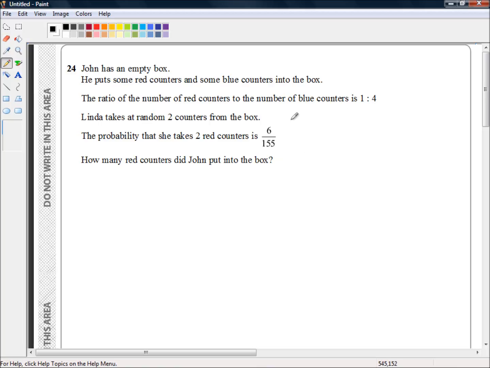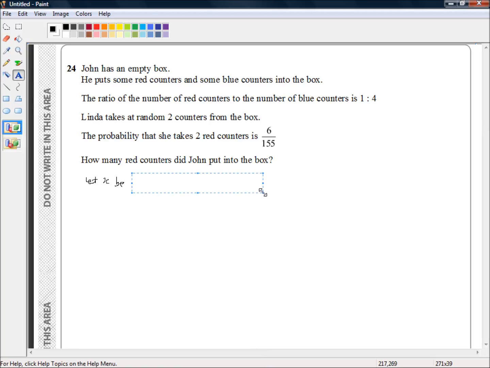Ouch. Okay, well, the first thing we can say is let x be the number of red counters. In fact, I'm going to type that, because there's no way I could write that out by hand quickly. Okay, so let x be the number of red counters.